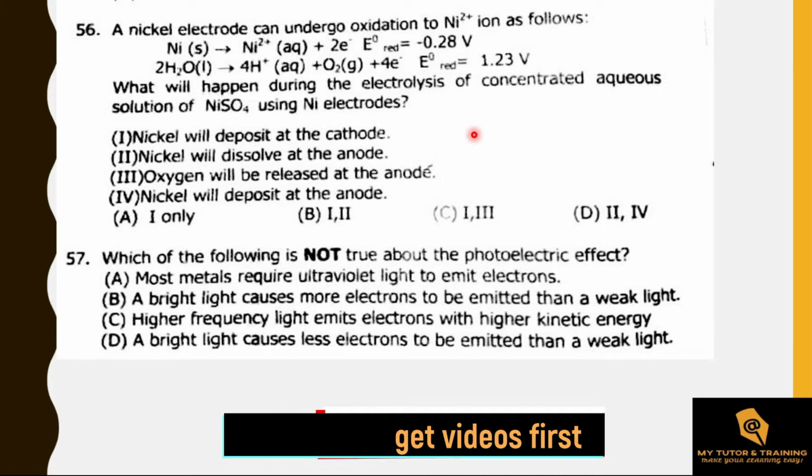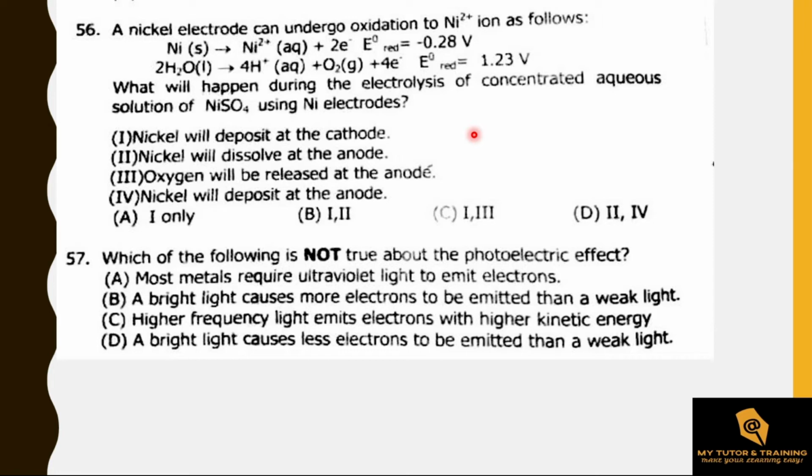By the way, students, the photoelectric effect is a process of ejecting electrons from the surface of a metal by shining light with enough energy to emit electrons. So, which one is not true about the photoelectric effect? A. Most metals require ultraviolet light to emit electrons. Yes, most metals do need ultraviolet light to emit electrons.